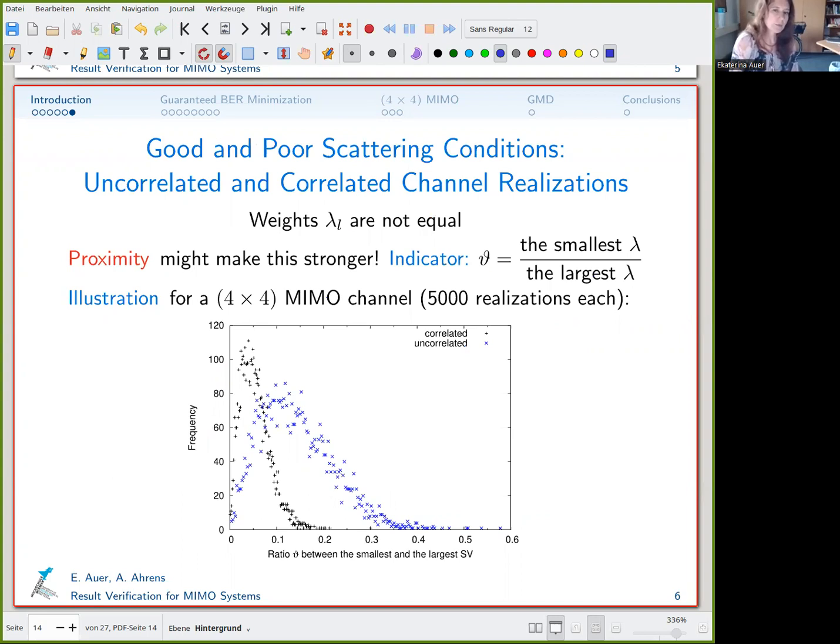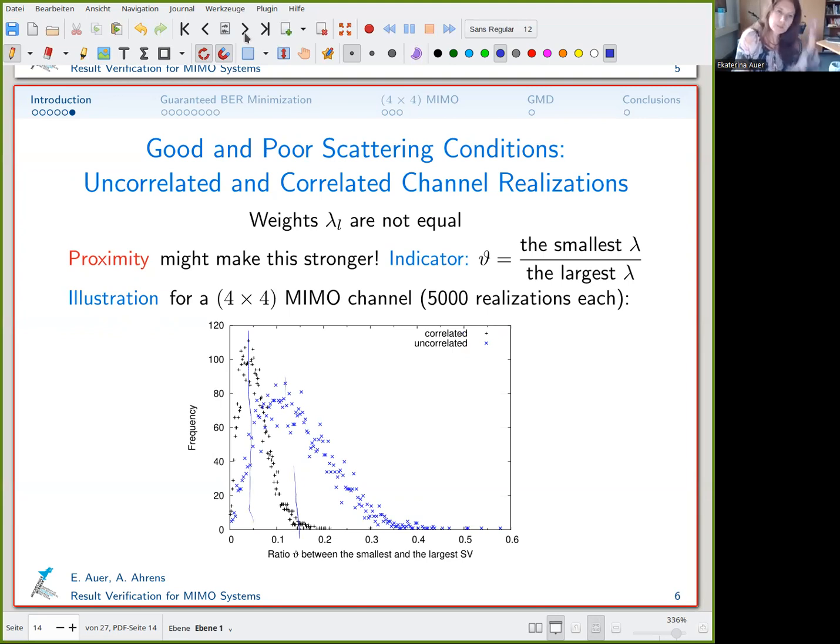And here's an illustration. We consider a MIMO channel with 4 receiving and 4 transmitting antennas, with 5,000 channel realizations for the uncorrelated and correlated case. Then we compute those ratios, and we see that in the uncorrelated case, the mean value is approximately here, so we are more likely to get values of the coefficient above 0.1. And in the correlated case, the mean value is somewhere here, so we are more likely to get values of 0.05, which is quite small.